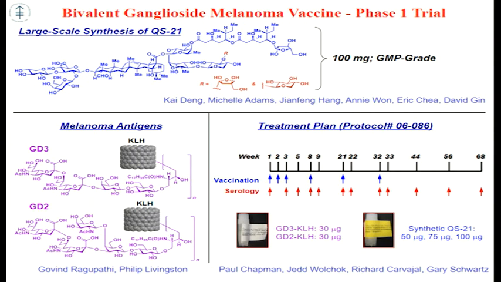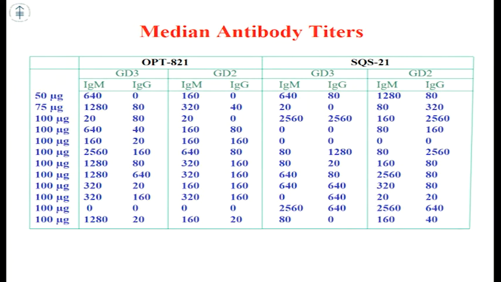That trial compared side by side the natural form of the QS21 mixed with the same vaccine and the synthetic form of the QS21. The patients are vaccinated at week 1, 2, 3 and week 8 and week 21 and week 32. And we also collected blood over the period of time, and the best comparison is ELISA. So theoretically, you see that this is just a representative of a total of 12 patients.